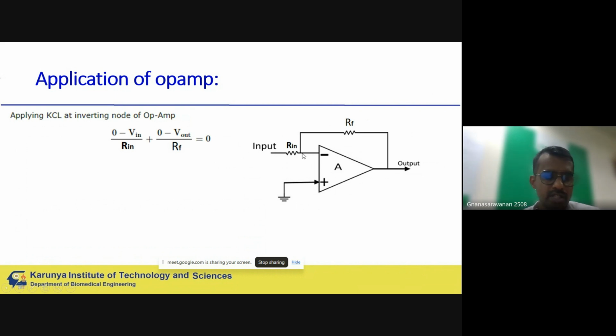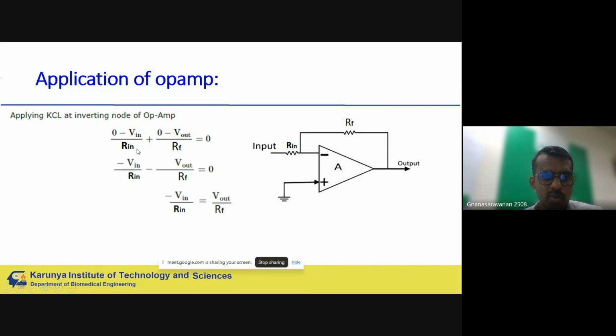So coming to Kirchhoff's current law: 0 minus the input voltage. Say the input voltage is Vin or Vi, whatever it is; here I have kept it as Vin. So 0 minus Vin divided by Rin, that is the first expression, plus the current leaving. There is no current here, so there is only current leaving. So it is 0 minus the potential here. What is the potential here? I have kept it as Vout, or Vo in some books. So 0 minus Vo divided by Rf, and the sum of the currents at this node is equal to 0.